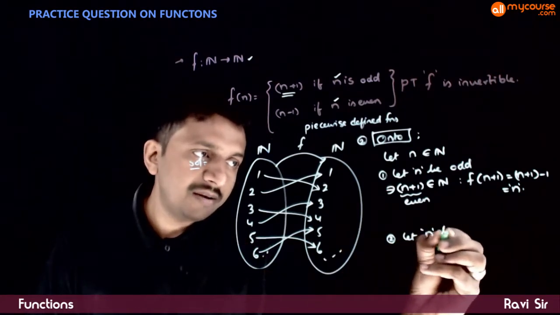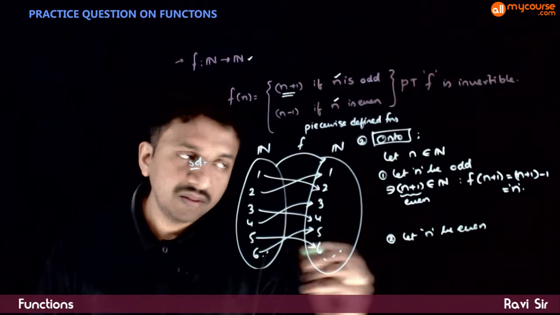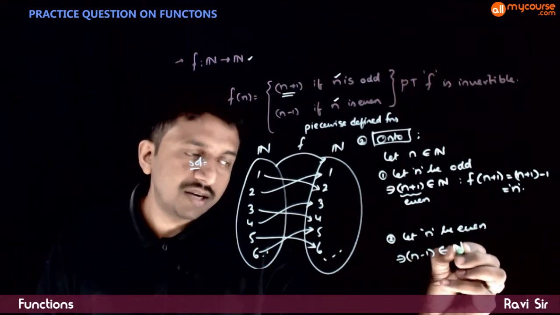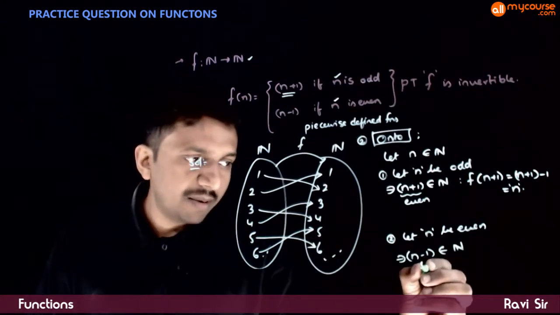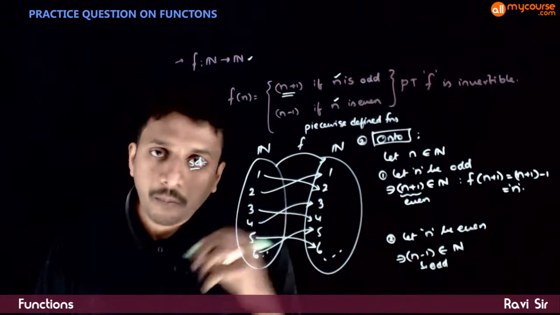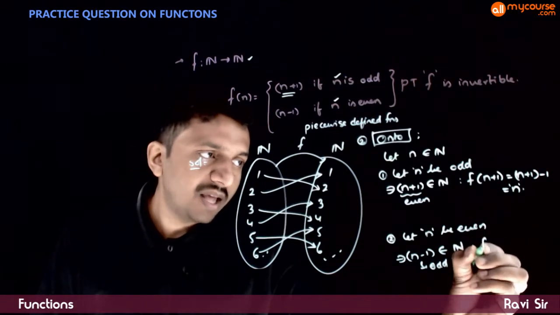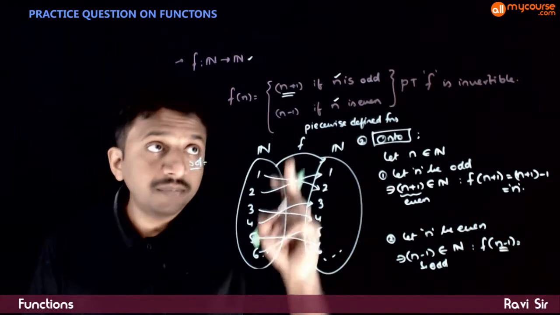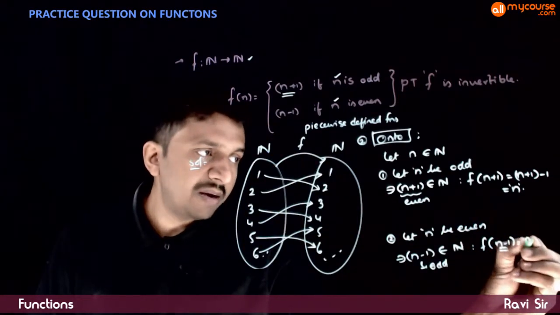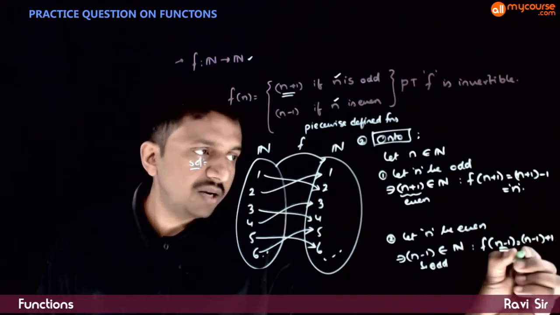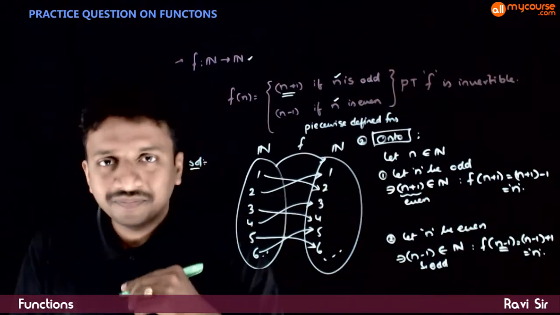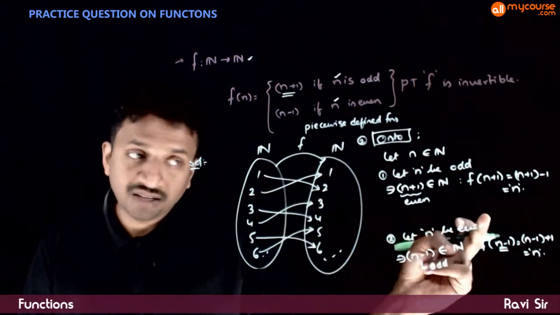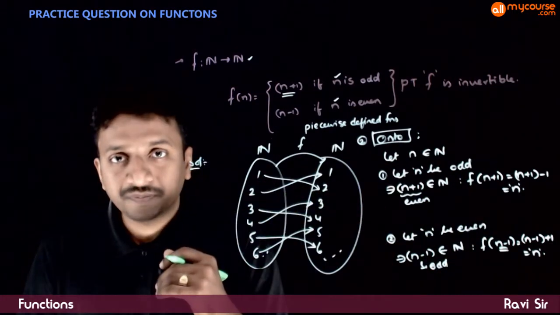Let n be even. There exists a number n minus 1, which belongs to the set of natural numbers, and n minus 1 is an odd number, such that f of n minus 1 is equal to, because n minus 1 is an odd number, this definition works, n minus 1 plus 1, which is equal to n again. So if n is odd, you have a pre-image. If n is even, you have a pre-image.